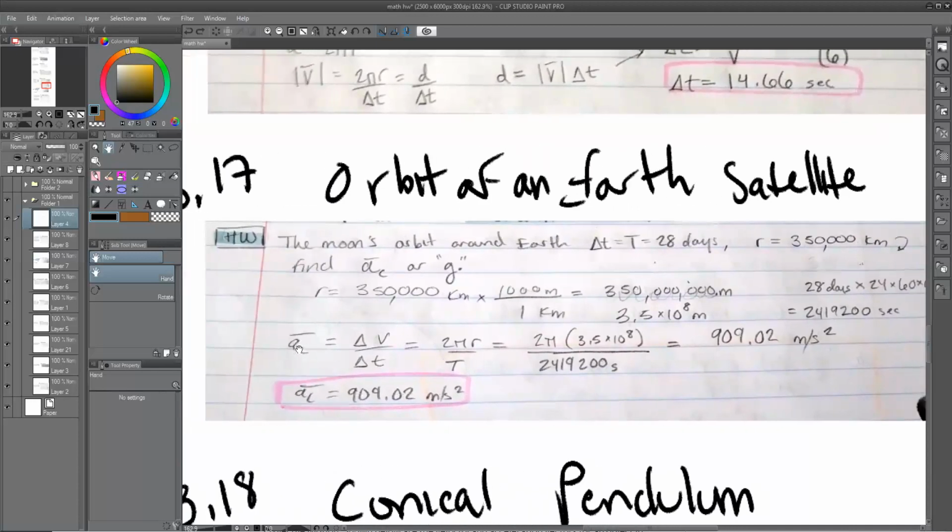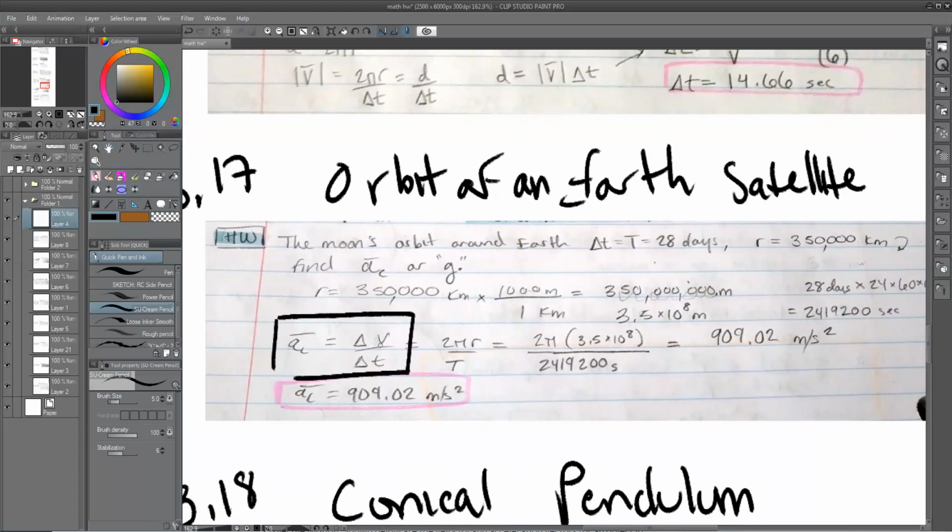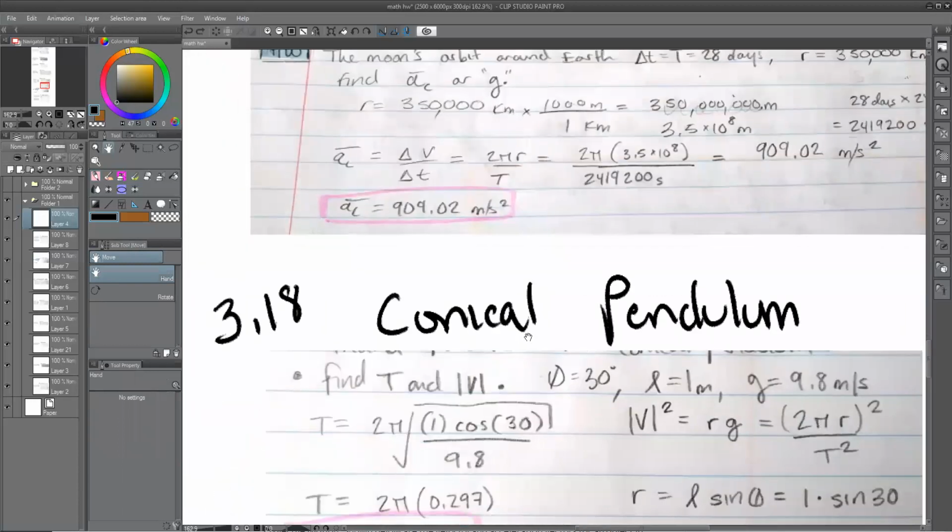So once we know that the equation for acceleration is the change in velocity over time, if we just do it all the way through, it's also equal to 2 pi r over t. So this is an equation specific to circular motion. It's specific to the stuff that we were just doing. So if you plug everything in, you just get 909.02 meters per second squared. So almost 1,000 meters per second squared is the acceleration here.